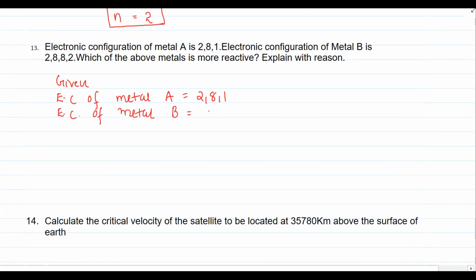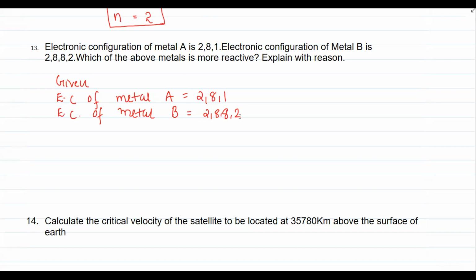Electronic configuration is given: 2, 8, 1 and 2, 8, 2. So here, the first metal, metal A, is sodium. Its outermost shell contains 1 electron, and metal B, that is calcium, contains 2 electrons in the outermost shell.